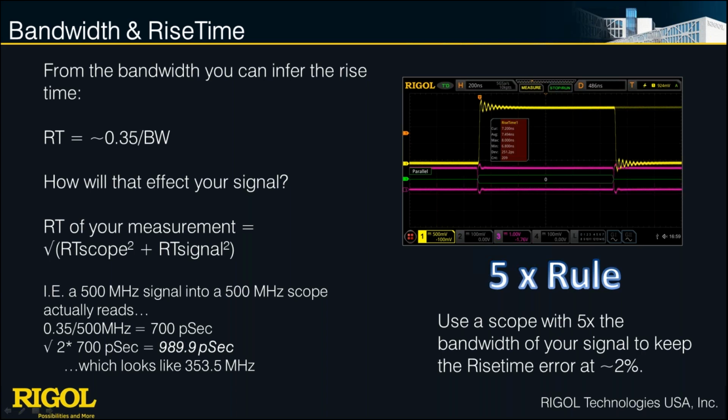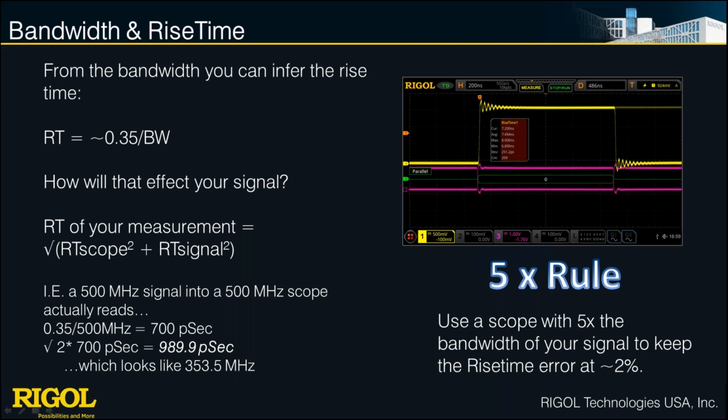As an example, if you have a 500 megahertz signal going into a 500 megahertz scope, the square root of the sum of the squares tells you that actually looks like a 350 megahertz bandwidth, or about a 989 picosecond rise time. So if your scope isn't significantly faster than your signal, you'll get error on your rise time caused by the combination of the scope and the signal bandwidth.